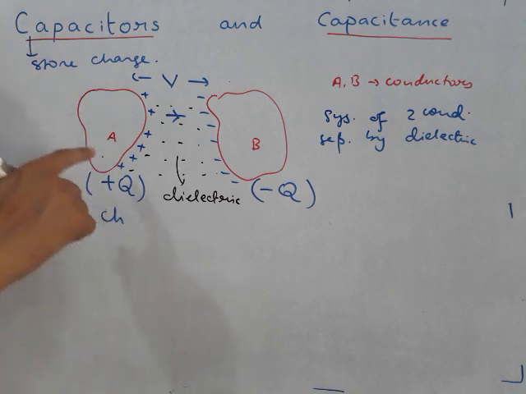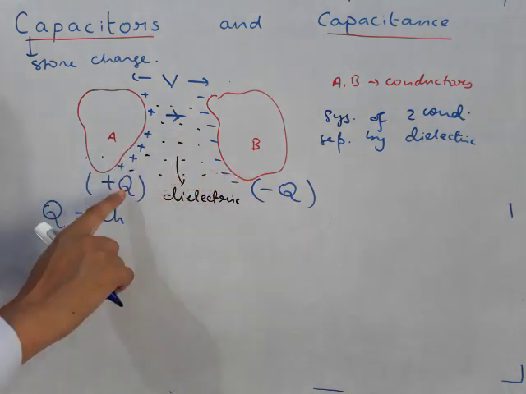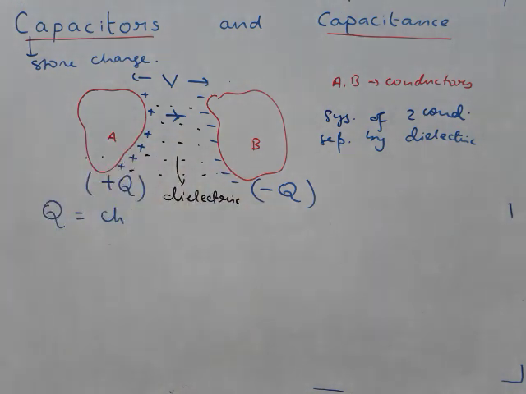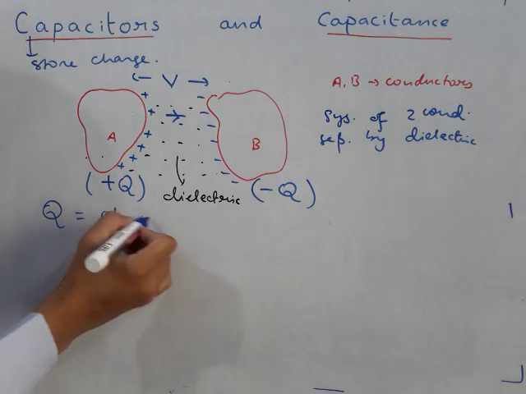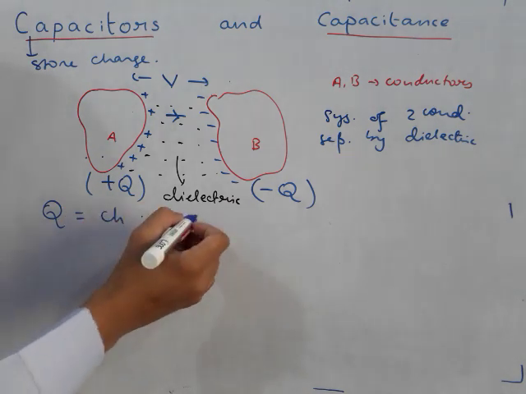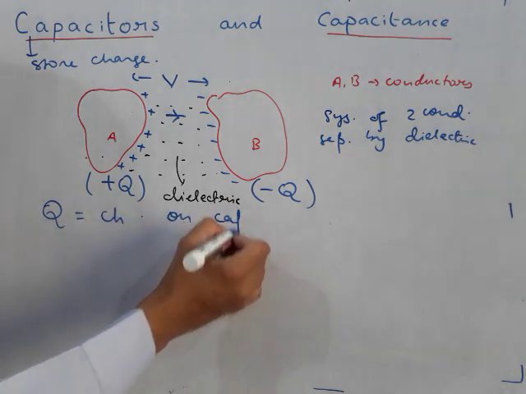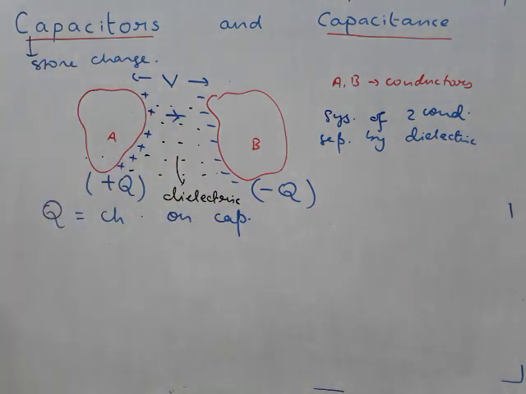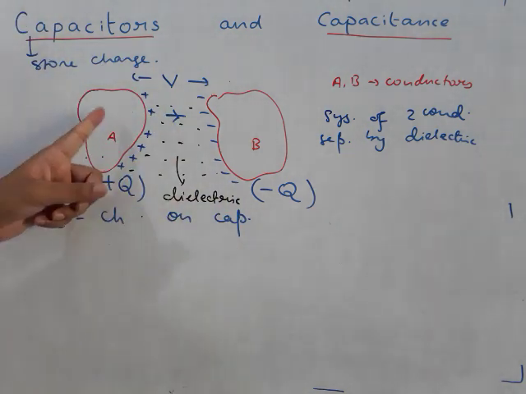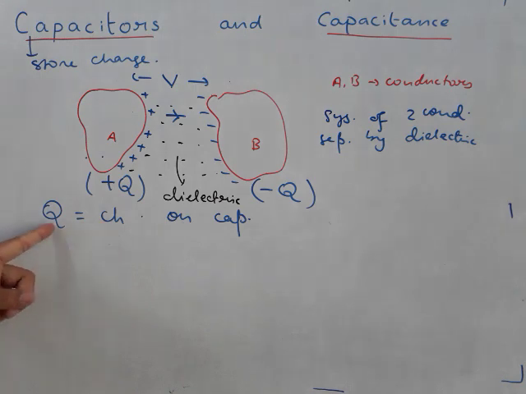So we say, remember, the net charge on the capacitor is how much? Plus Q minus Q, that is 0. But we say that the charge on the capacitor is Q. This is just a terminology. Charge on capacitor means one of the plates will have charge plus Q and the other plate will have charge minus Q. Suppose V is the potential difference between the plates of the capacitor.